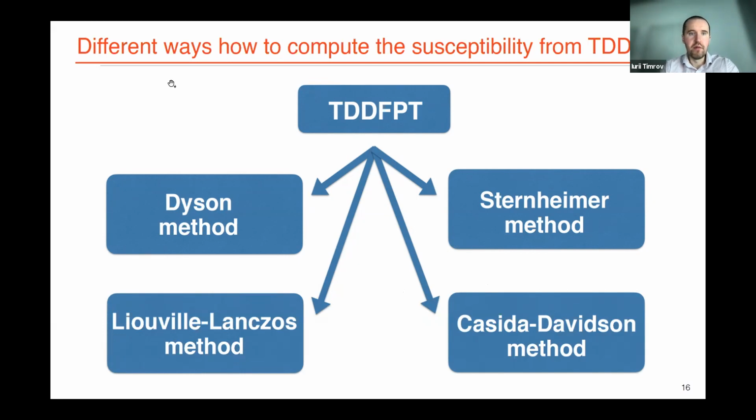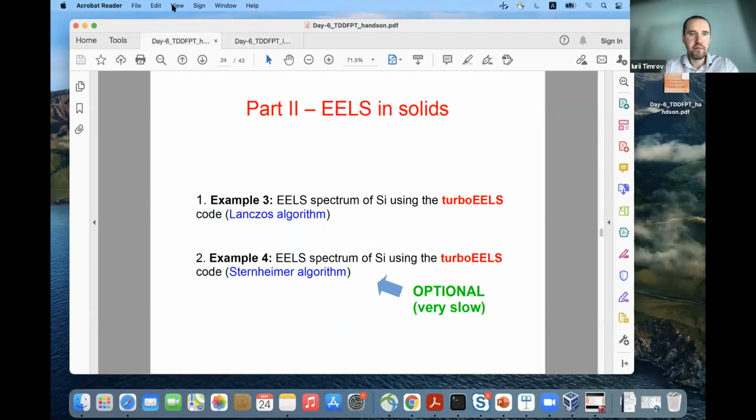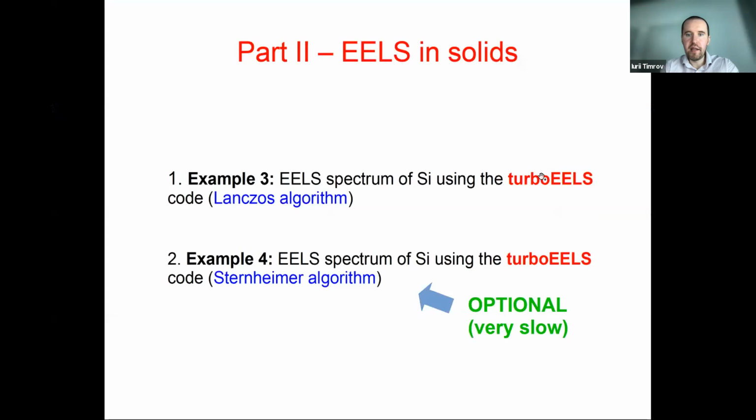Okay, so let me switch to another slide. We have two remaining exercises. First one using the turbo_eels code with the Lanczos algorithm for silicon, and then again the turbo_eels code with the Sternheimer algorithm, and again for silicon. By the way, the Sternheimer algorithm was implemented by Oscar.